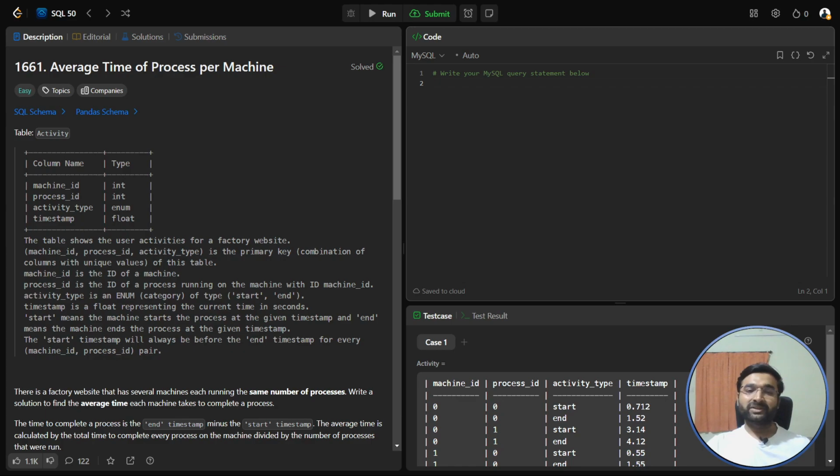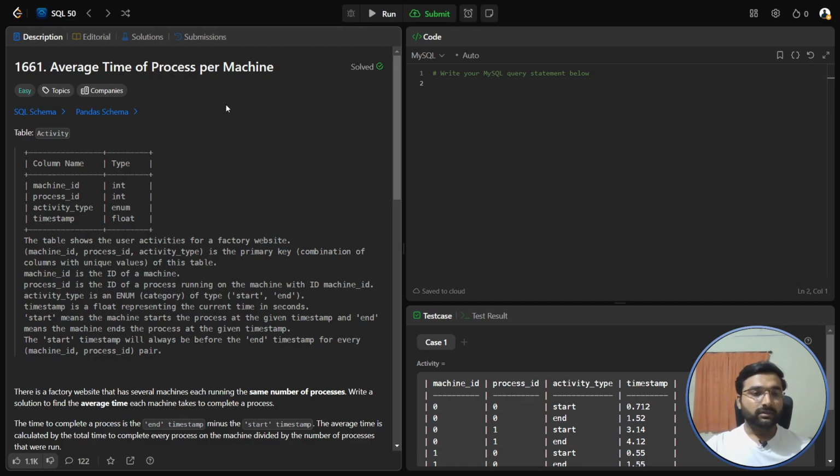In this series, we are going to solve SQL 50 questions from LeetCode. And today is our 10th question. So let's dive in. In this question, the name is average time of process per machine.